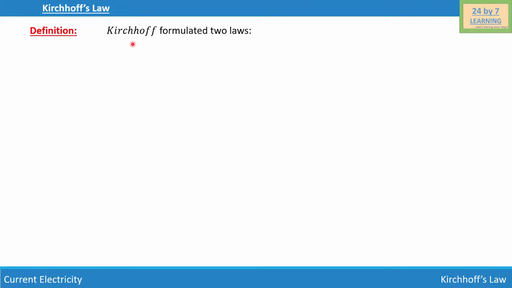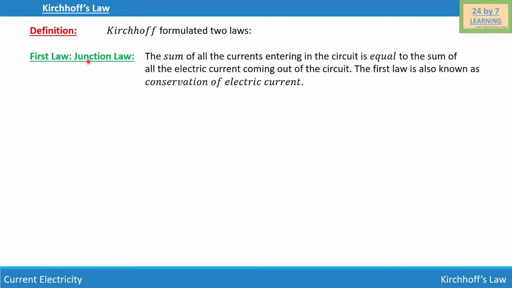Kirchhoff's law. Kirchhoff formulated two laws, and the first law is known as the junction law, which states that the sum of all the currents entering the circuit is equal to the sum of all the electric currents coming out of the circuit. The first law is also known as conservation of electric current.